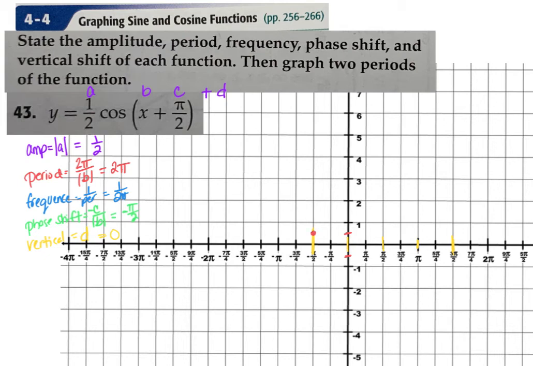At 1/4 of the way through, where is my cosine graph? At my, what's it called? What's that point in the middle? The midline, right? At halfway through, where is my cosine graph? My lowest, right? 3/4, it's back at my midline and ends at my highest point. All right, and so then I'm just going to sketch that.